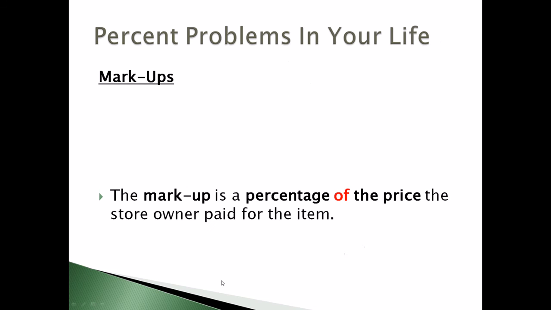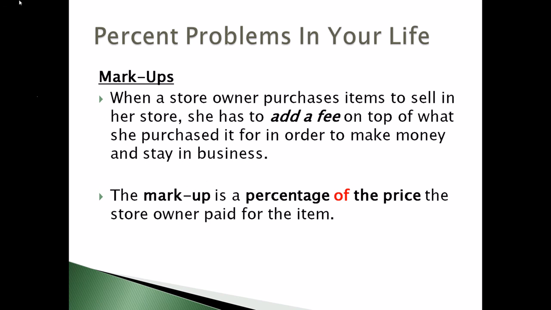All right, real problems in your life. Markups. Looks like it kind of came up a little bit strange here, but let's talk about it anyway. When a store owner purchases items to sell in her store, she has to add a fee on top of what she purchased it for in order to make money and stay in business. Because if I buy something for 10 bucks and sell it for 10 bucks, I go out of business. I've got to pay for the space, I pay myself. So you have to mark it up. And the fee is called a markup. And a markup, again, is a percentage of the price that the store owner paid for the item.